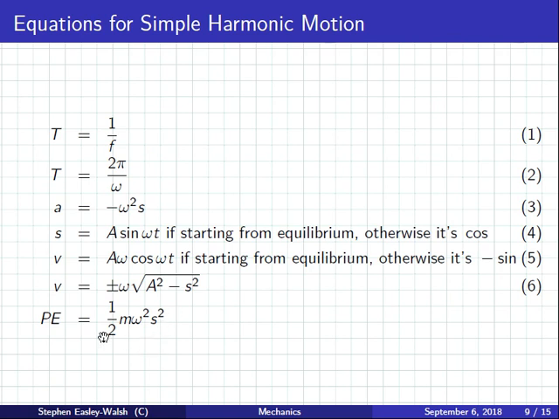So when the s is big, the potential energy is big. And when the s is 0, potential energy? Zero. Yeah. So when the s is 0, you've no potential energy. And of course, the kinetic energy is the normal formula, a half mv squared.